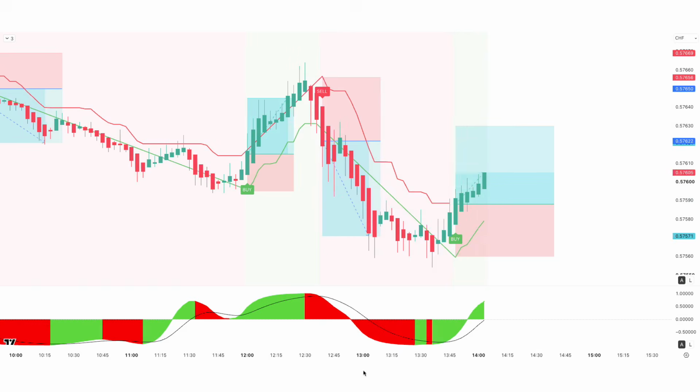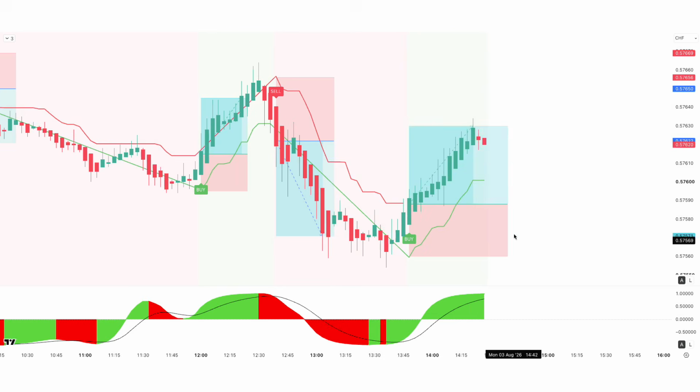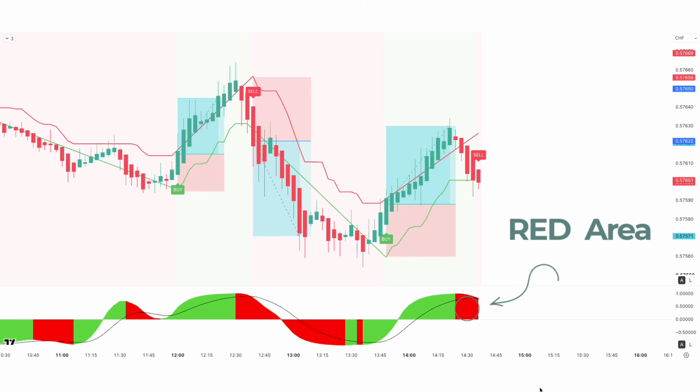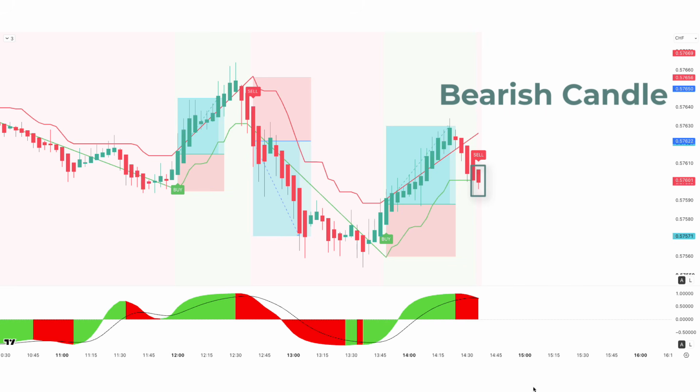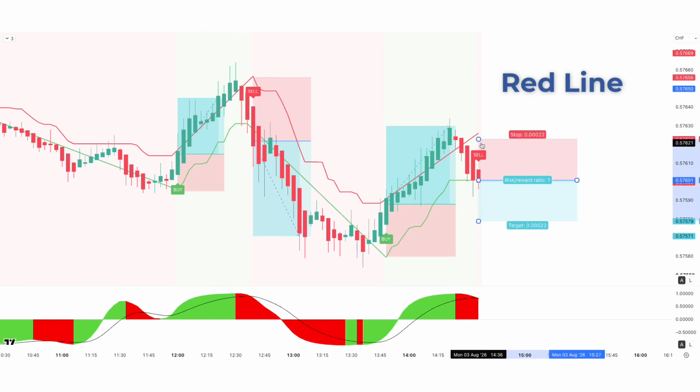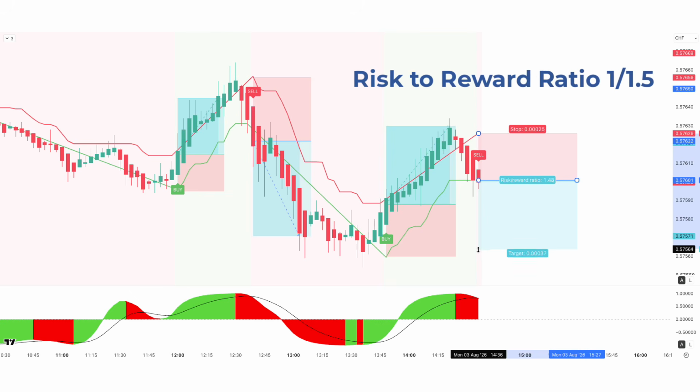Let's see what happens to our trade. We have won the trade. Let's find the next trade. Here, the Super Trend with buy-sell signals label is down, this is a sell signal. Here, the Normalized Smoothed MACD indicator is in the red area. Here, the market has made a bearish candle to give confirmation. So all our conditions are being fulfilled, so we are placing an order to sell. Our stop loss is to be placed at the red line, and the risk-to-reward ratio will be 1:1.5.